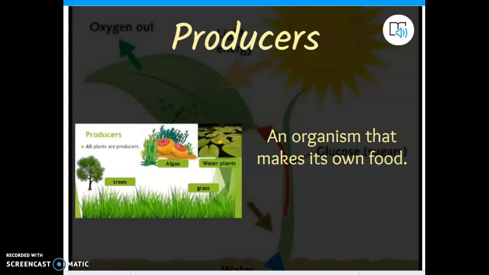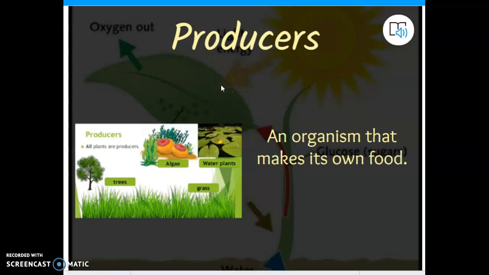Now, if you can walk into the kitchen and somehow magically get full, that might be a little bit different. If we could stand outside and soak up sunlight, and that's how we got our energy, that's how we made our food, then we would be producers, but we're not. Plants are producers. So an organism that makes its own food is a producer. Trees, grass, algae, water plants. Most of the time they're green due to the chlorophyll.